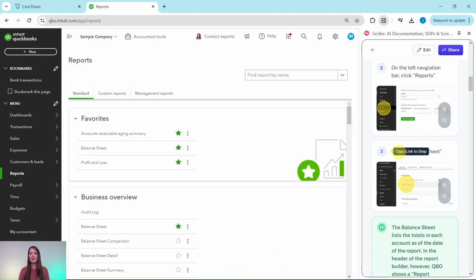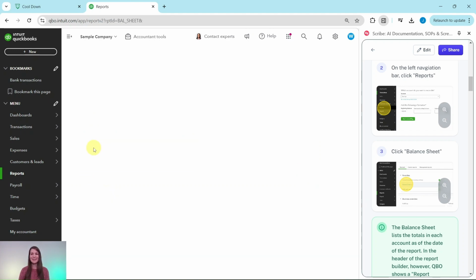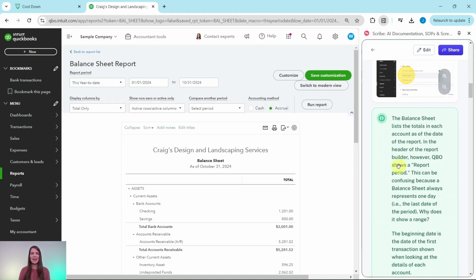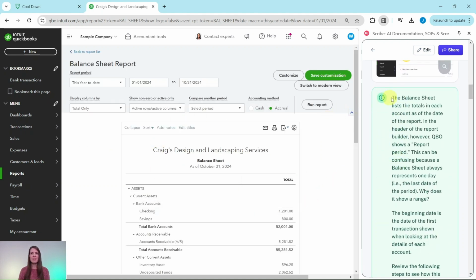And then we want to run the balance sheet. So go ahead and click on balance sheet. That is both in the favorites section as well as in business overview. So go ahead and click on it. And you will see that it has already been run for you.